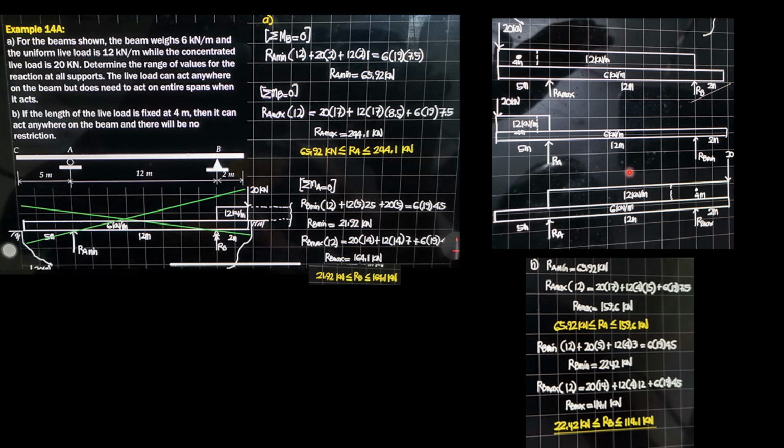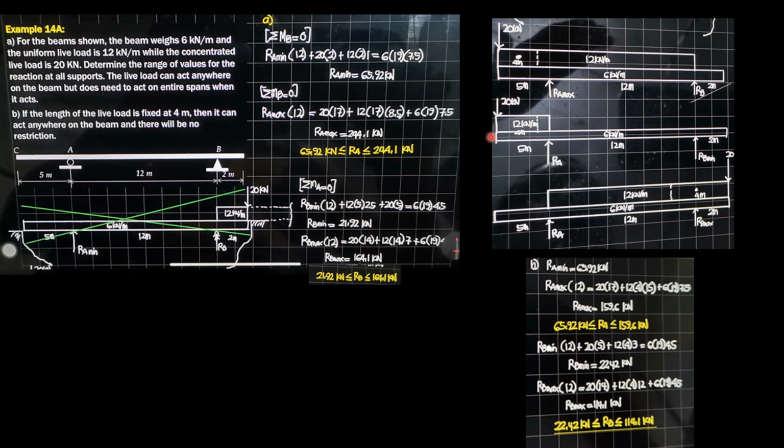So it is only the same as this. Since the loading placement and the condition is the same, then we say that RA minimum is the same as RA minimum in this first part A here, 65.92.